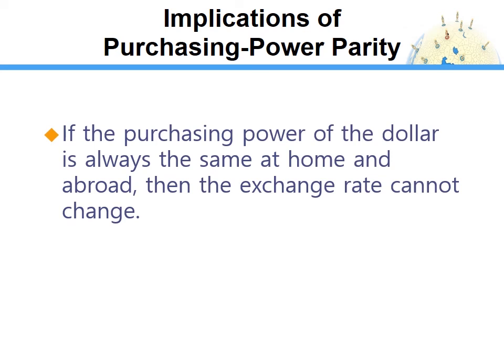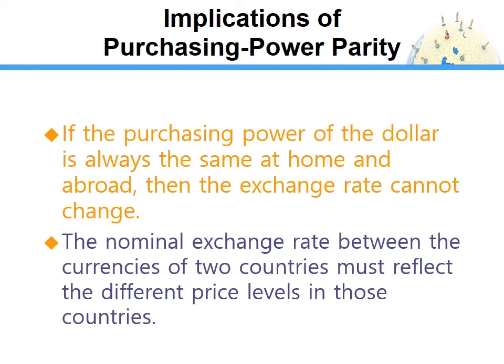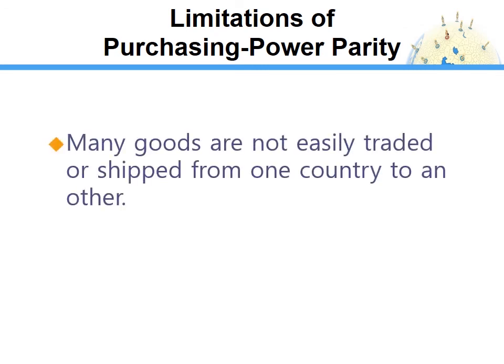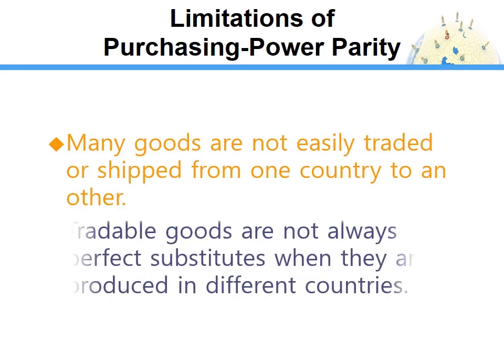If the purchasing power of the dollar is always the same at home and abroad, then the exchange rate cannot change. The nominal exchange rate between the currencies of two countries must reflect the different price levels in those countries. When the central bank prints large quantities of money, the money loses value both in terms of the goods and services it can buy, and in terms of the amount of other currency it can buy. Many goods are not easily traded or shipped from one country to another. Tradable goods are not always perfect substitutes when they are produced in different countries.